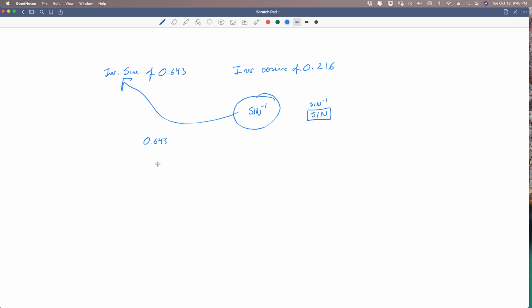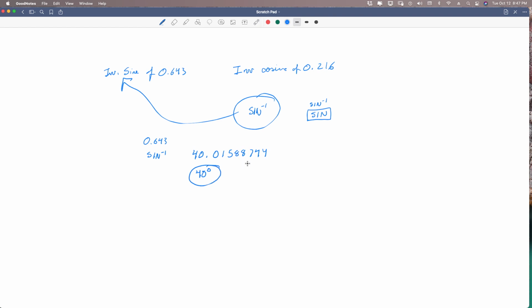What you're going to do is type the number, 0.643, and then hit your shift key, and then press the sine -1 button. So let me do that again. 0.643, the shift key, which gives me the second menu, and then I hit the sine -1 button, and then my answer pops up: 0.01588744. We round that up as much as we possibly can, and that's going to be 40 degrees. And 40 degrees is the right answer.